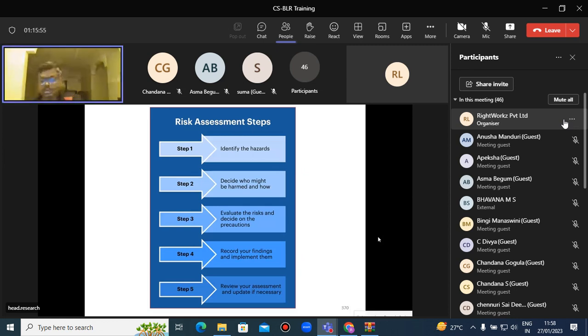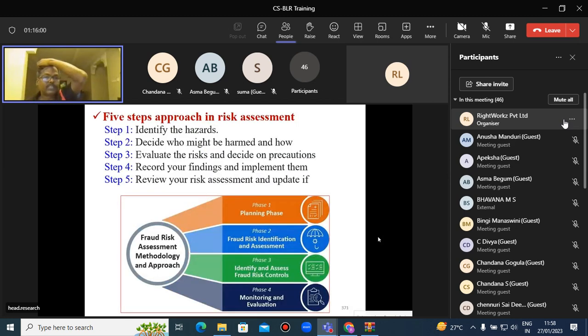So this is called risk assessment steps. Then, the 5 steps in elaboration: if you see the 5 steps approach in risk assessment, identify the hazards, decide who might be harmed and how, evaluate the risks and decide on precautions, record your findings and implement them, review your risk assessment and update it if required.